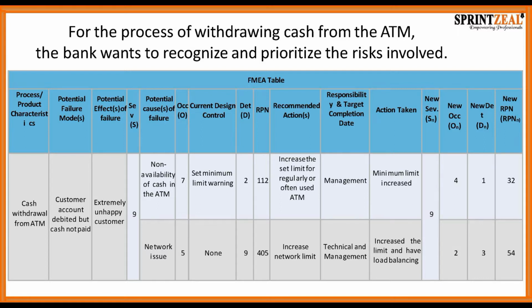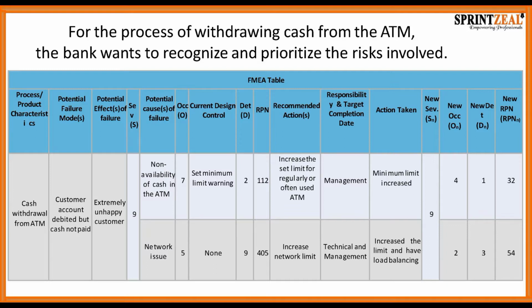So what are the potential causes of this? Well, there's 2. The first one is the non-availability of cash within the ATM. So the ATM is just empty. There's no more cash left in it. The second one is there's a network issue or a communication issue between the ATM machine itself and the bank's network. So if it's a non-availability of cash, that's at a higher occurrence. That could occur more often. So we're going to put that as a 7. But the network issue we're going to put as a 5 because that doesn't occur as often.